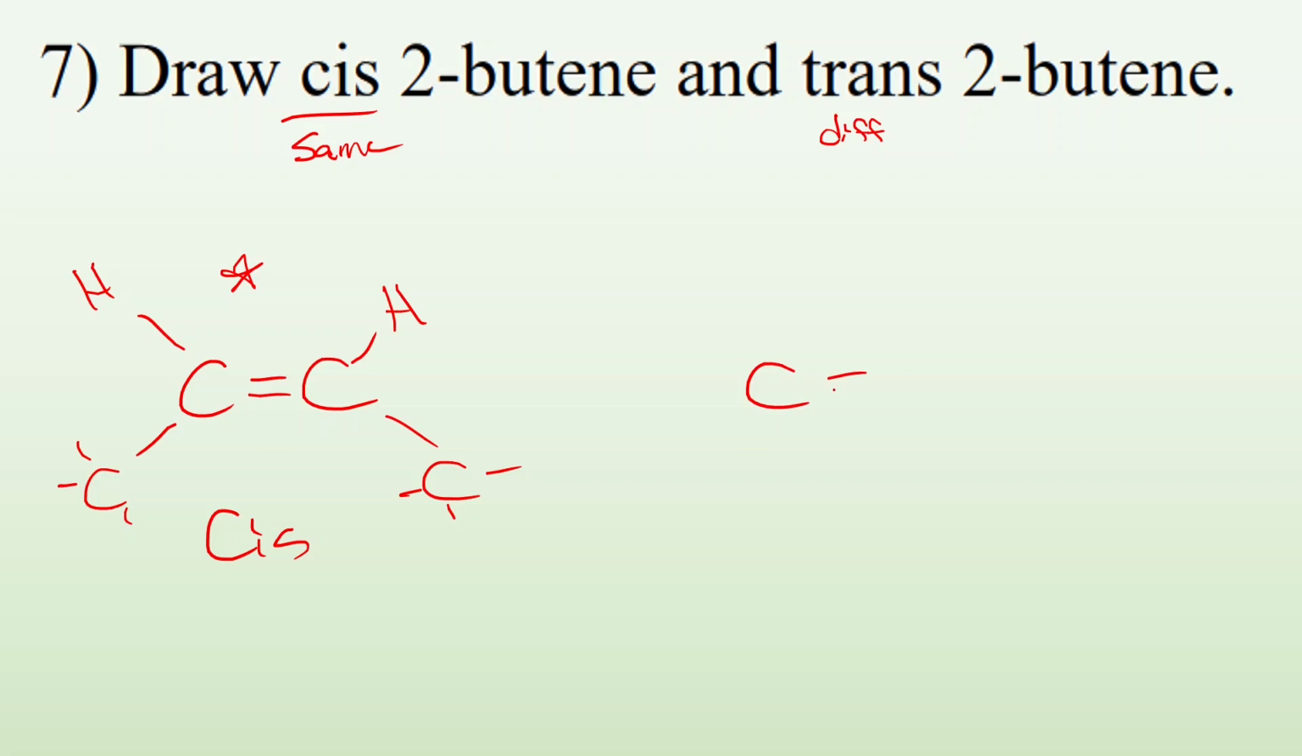Trans would look similar but different. So the hydrogens are going to be on opposite sides of each other, and the CH3 groups are going to also be on opposite sides of each other. So this would be the trans configuration.